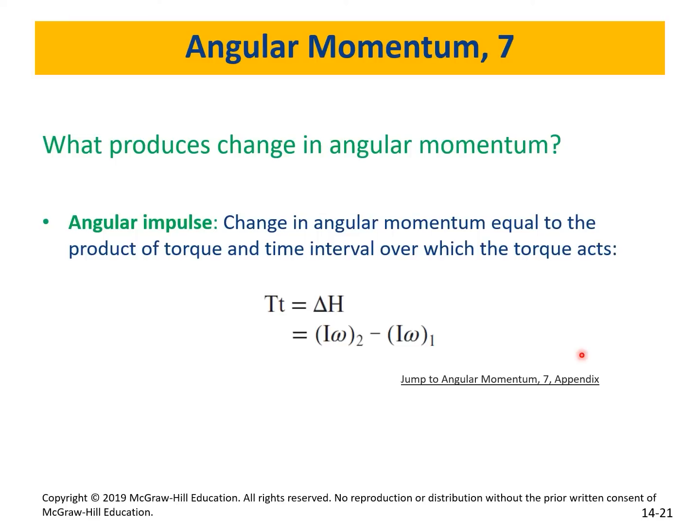So torque multiplied by time equals the change in the momentum. And the change of momentum is the moment of inertia multiplied by W2 after, minus I W1 before. Are we good with this? So let's solve an example. That's called angular impulse. Are we good with angular impulse? Torque multiplied by time.